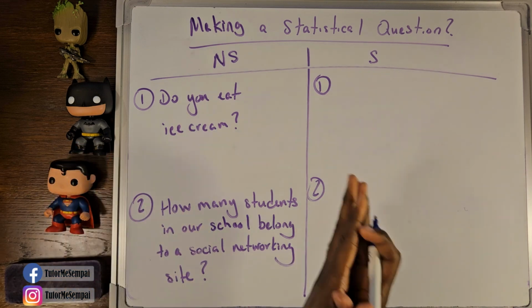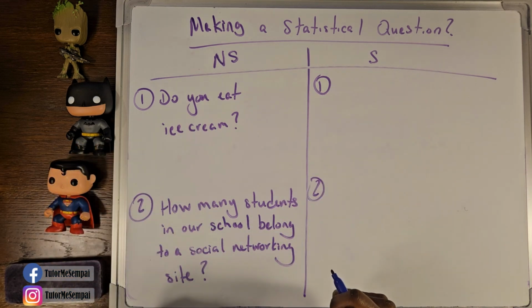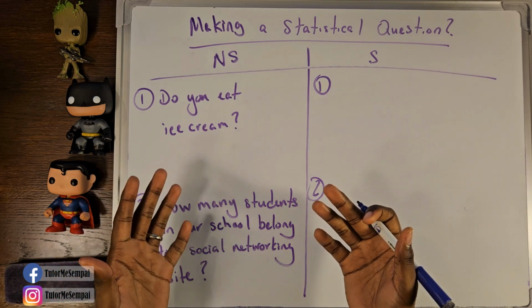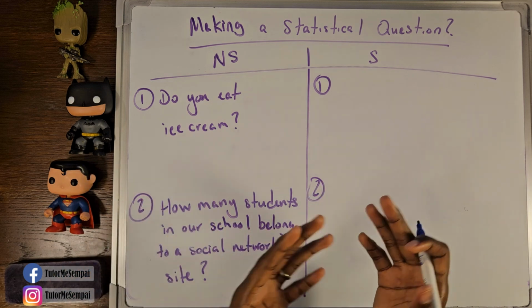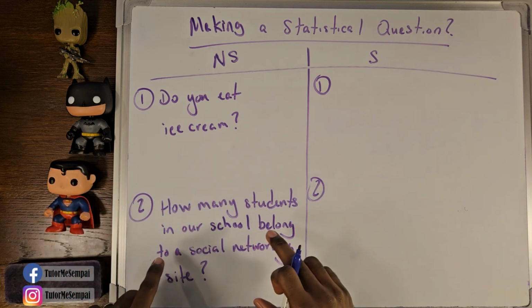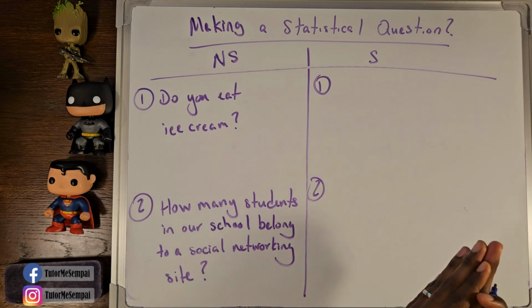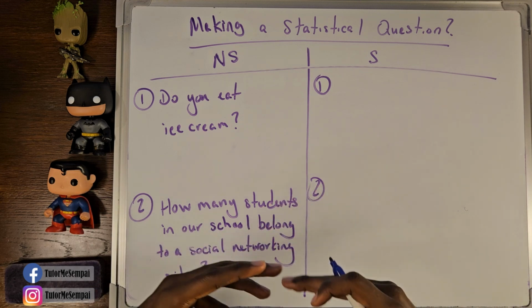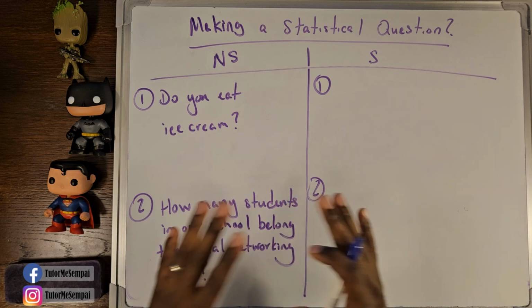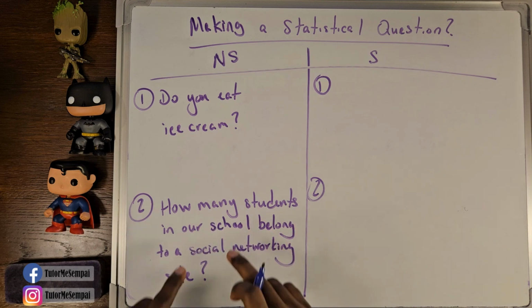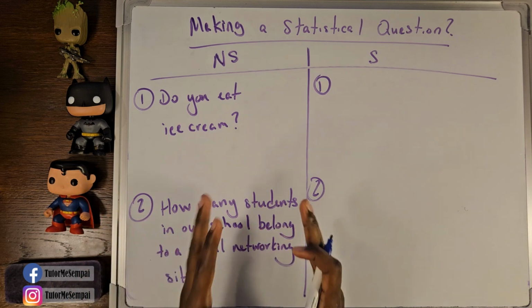So here we have 2 questions. Do you eat ice cream? And how many students in our school belong to a social networking site? These are 2 questions that are pretty plain, pretty vanilla. And although this one is a decent size, it doesn't necessarily mean that it's going to be a statistical question. Remember, size doesn't equate to being a statistical question. You can have a long question that is still not statistical.